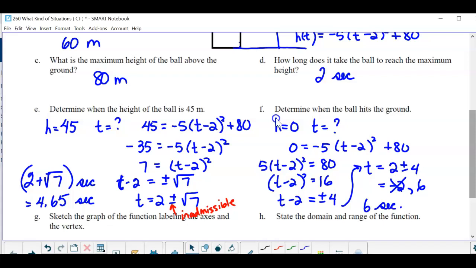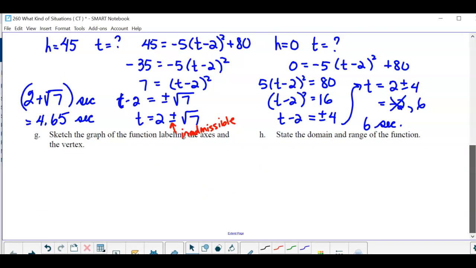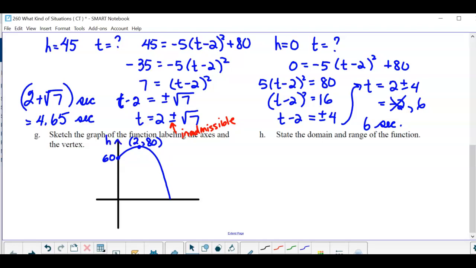Sketch the function, labeling the axes and vertex. So here, it would look something like this. The vertex we found was (2, 80). The height of the balcony was 60. So this is your H. This is your T. We're not going to graph anything more than that because it doesn't make sense for the situation. When it hits the ground is 6. Okay. Labeling the axes and vertex, we actually did the intercepts as well.